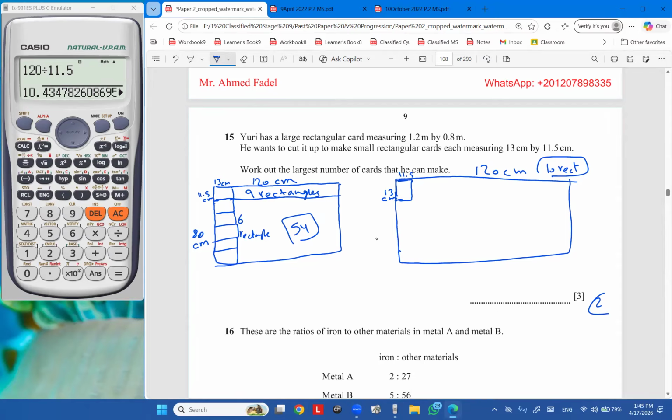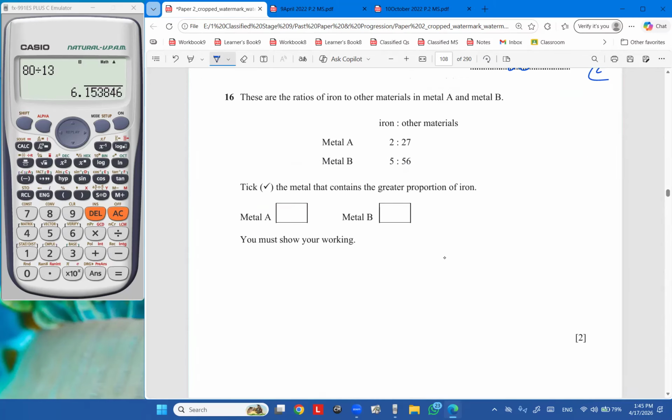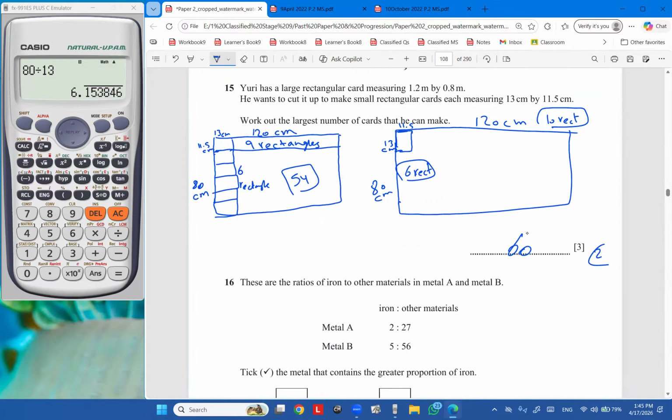All right, but this one over here we agreed is 80 centimeters. How many 13s are in the 80? So I'm going to do 80 divided by 13, which gives you exactly 6 whole rectangles. So I'm going to take from here 6 whole rectangles. So 6 by 10, which is 60 rectangles. By the way, 60 here is more than 54 because they requested the largest number of cards that can be made. So it is 60 rectangles.